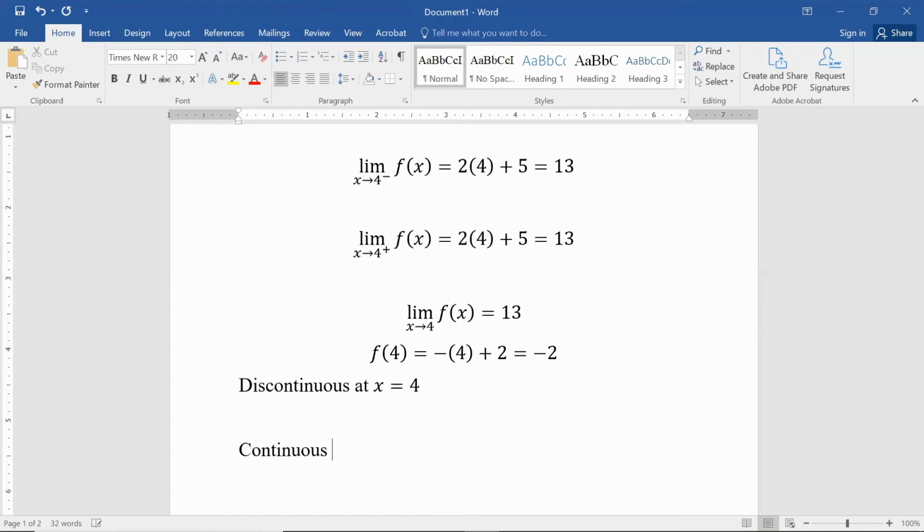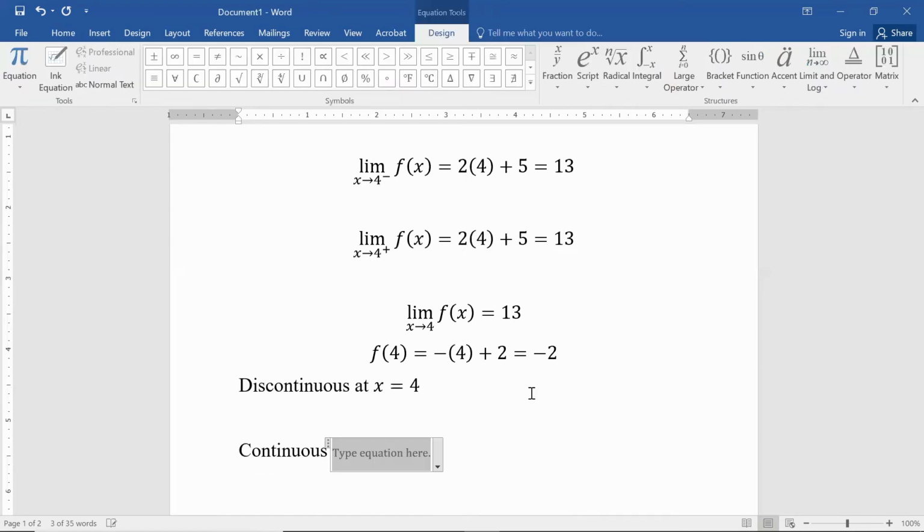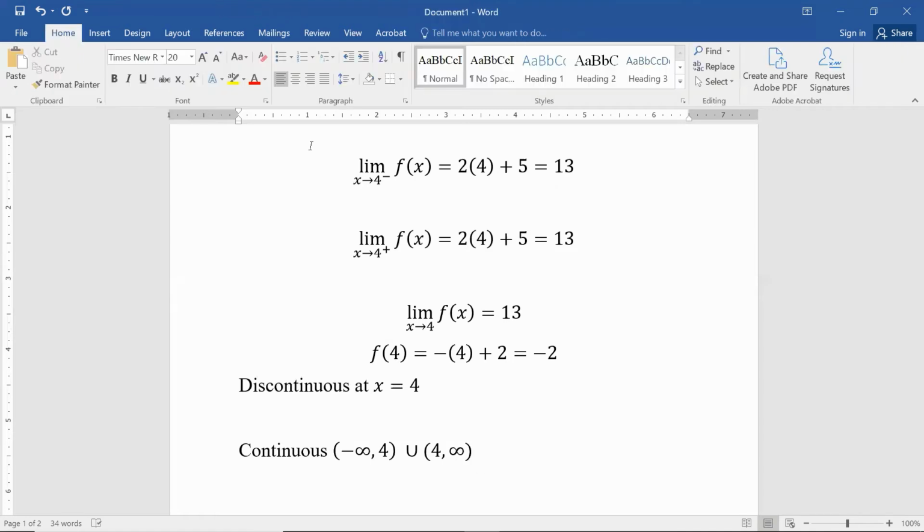And that means our function is continuous everywhere else, from negative infinity up to 4, and then picking back up. You can use the union symbol if you feel comfortable doing that, picking back up after 4 all the way to positive infinity.